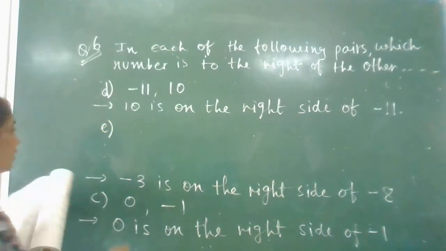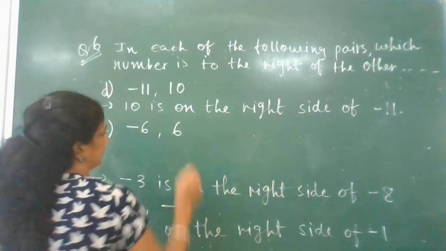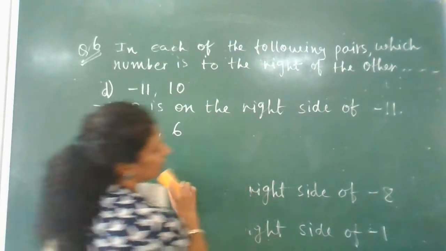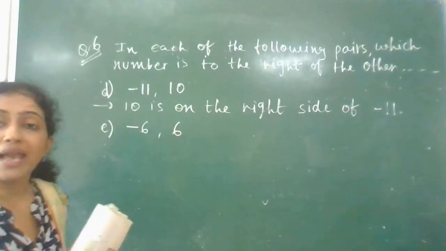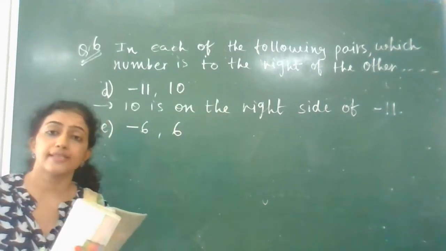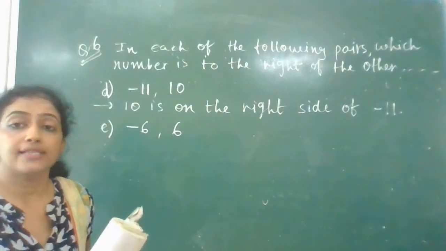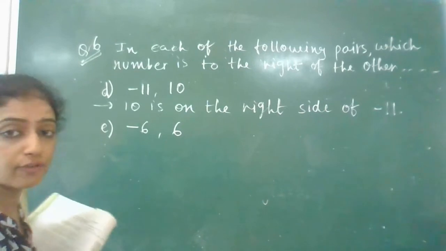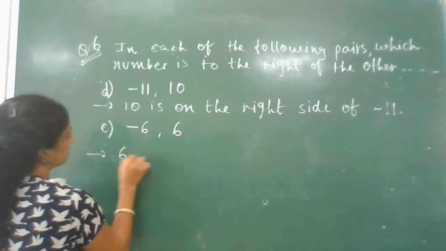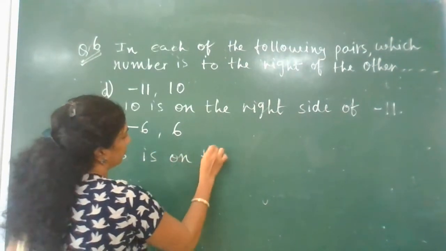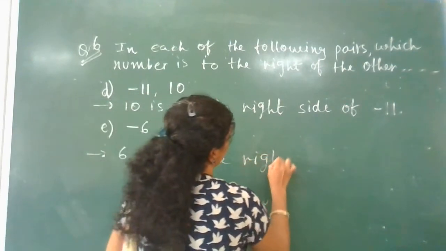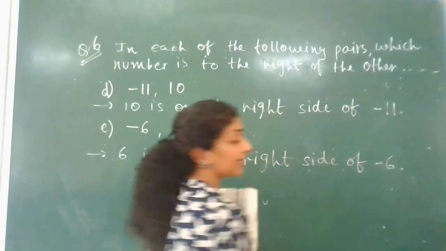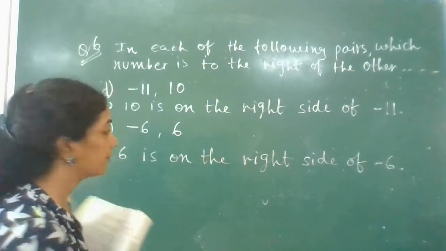Now E: minus 6 and 6. You can understand that minus 6 is a negative integer and 6 is a positive integer. As we all know, positive integers are always greater than the negative integers. So you can say 6 is on the right side of minus 6.